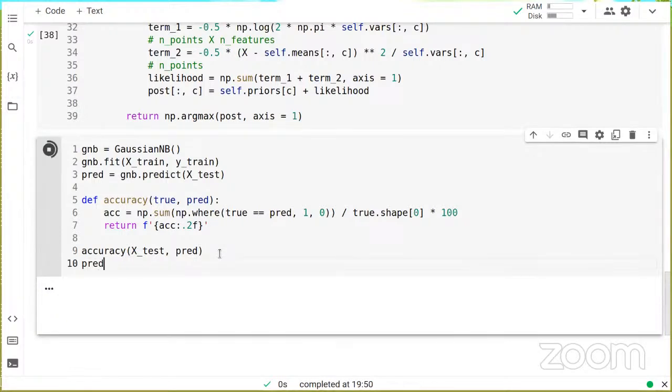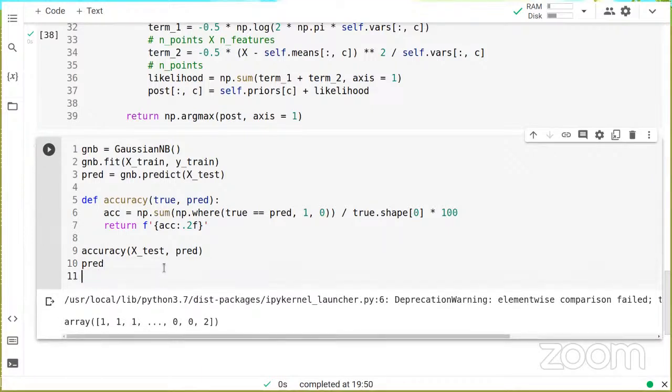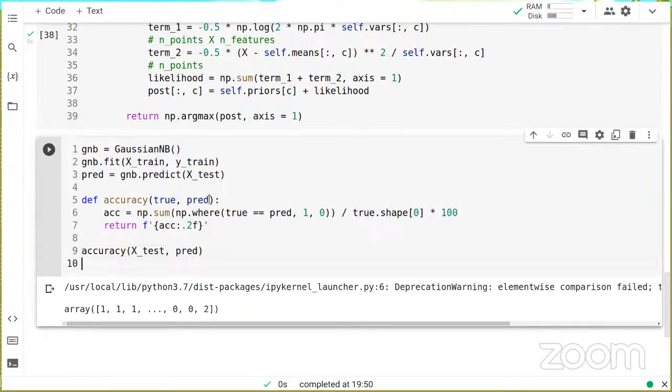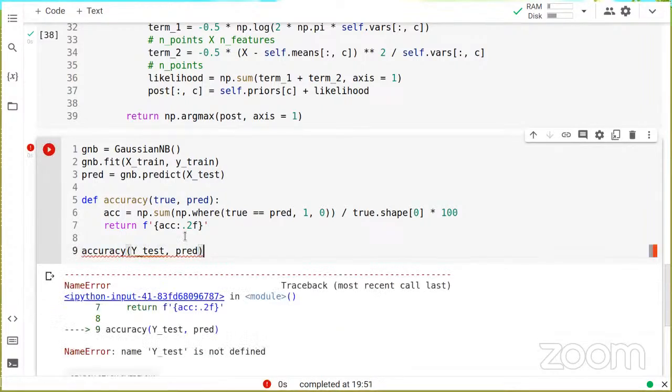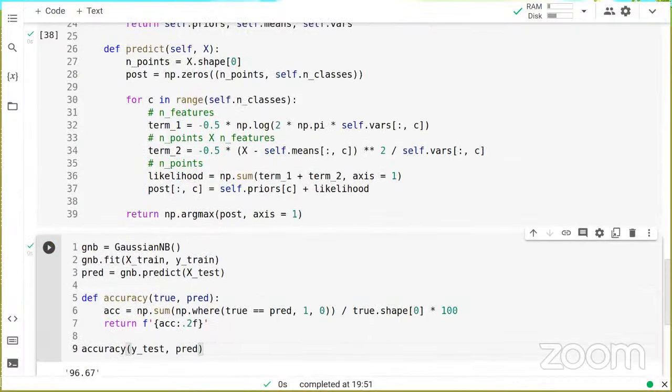Why are we getting 0? What is true here? True is the vector of labels, right? Vector of true labels. Oh, sorry, this is correct. This is y_test, I think lowercase y. Okay, we are getting 96.67.